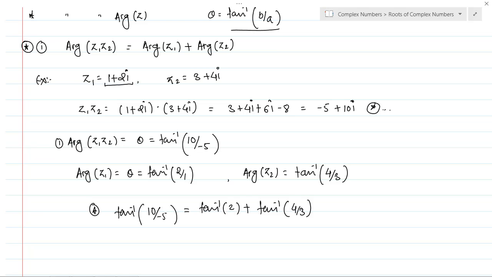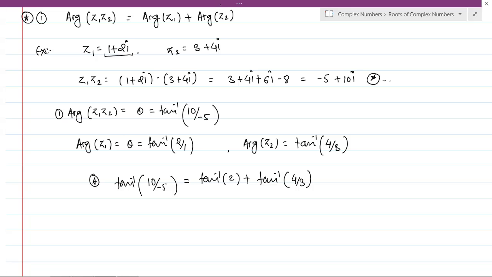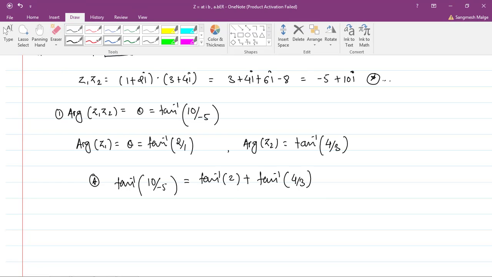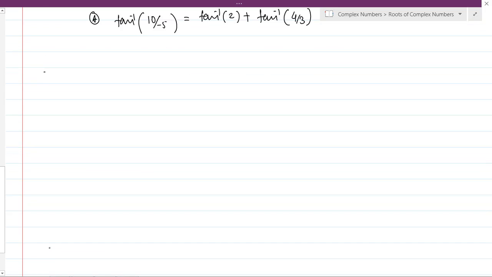No, sir. Perfect. Okay, now let's see the second property. So the second property is like this. The argument of z1 by z2 is equal to argument of z1 minus argument of z2.